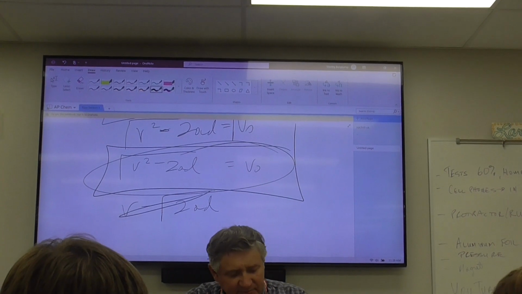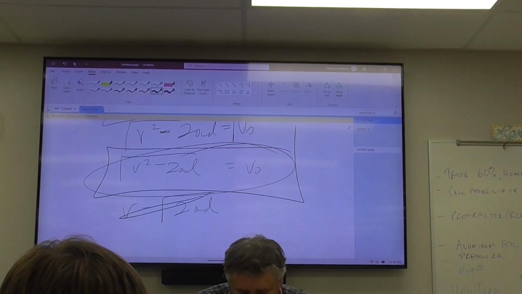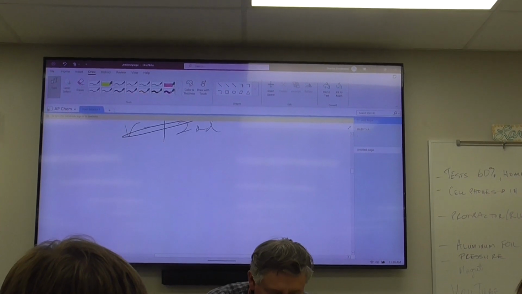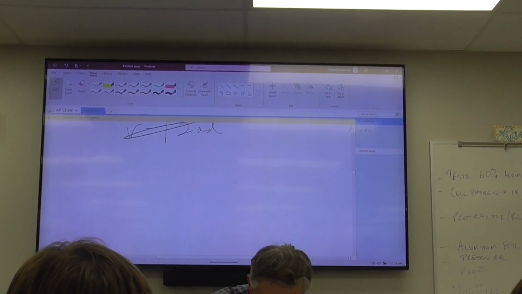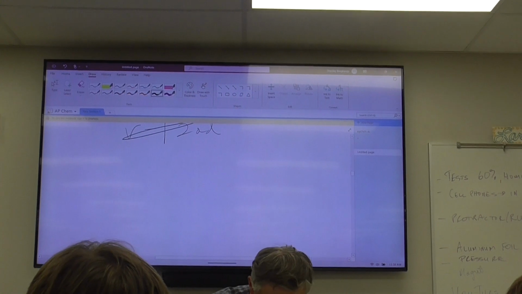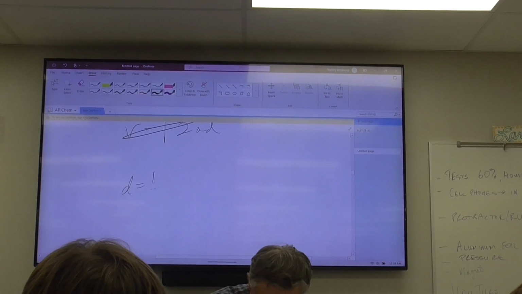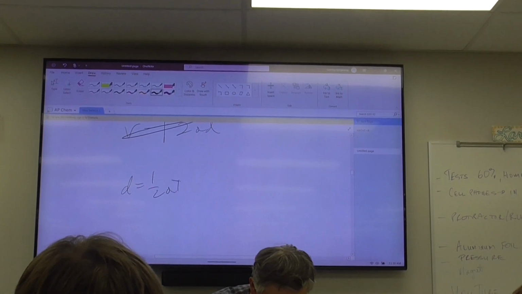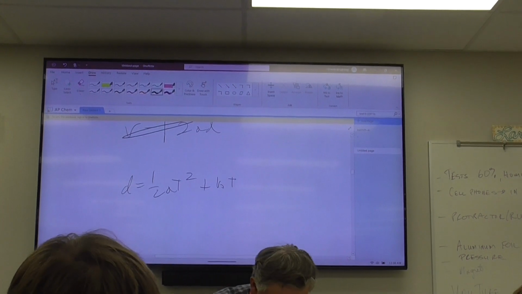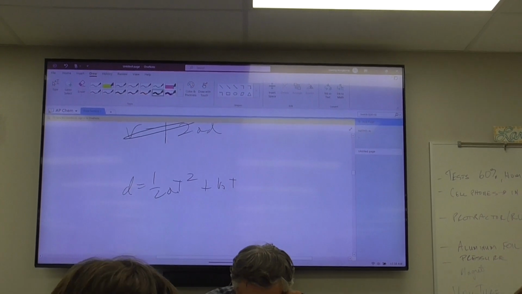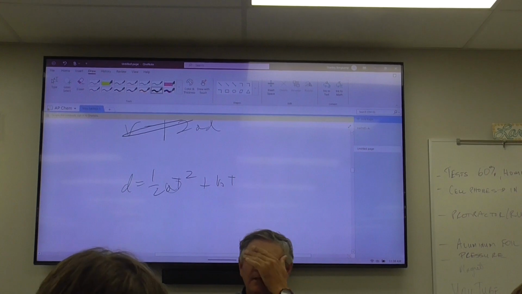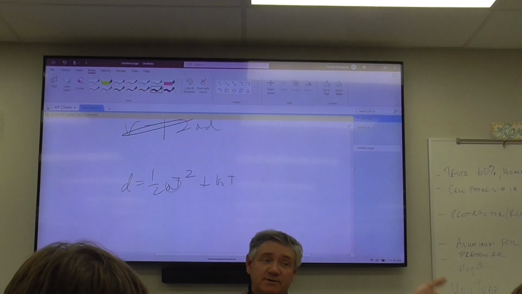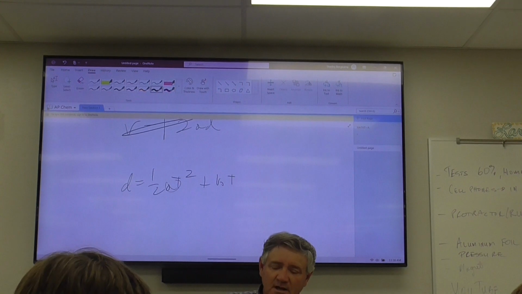Now, here's kind of a sketchier one. I'll just give you a hint. So when you get to 7c, and you've got distance equals 1/2 AT squared plus V naught t, and you want to solve this for A, okay? Now, this is what I would do. Take this for what it's worth.